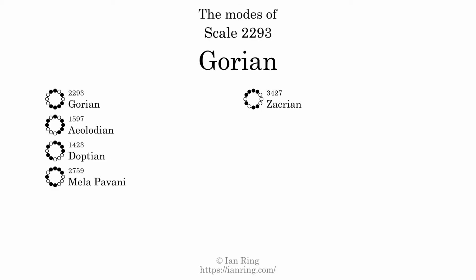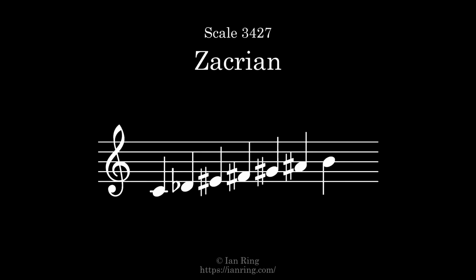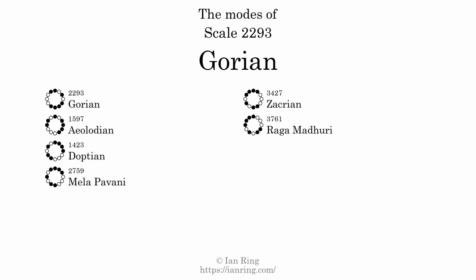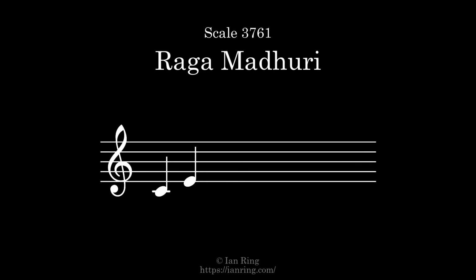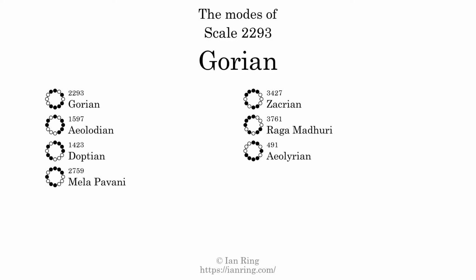The fifth mode is scale 3427, also known as Zacharian. It sounds like this. The sixth mode is scale 3761, also known as Raga Madhuri. It sounds like this. The seventh and last mode is scale 491, also known as Illyrian. It sounds like this.